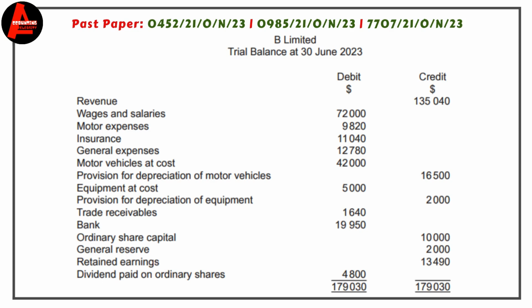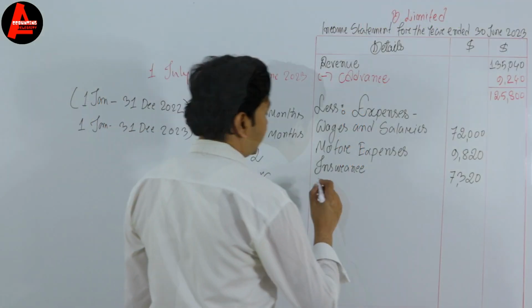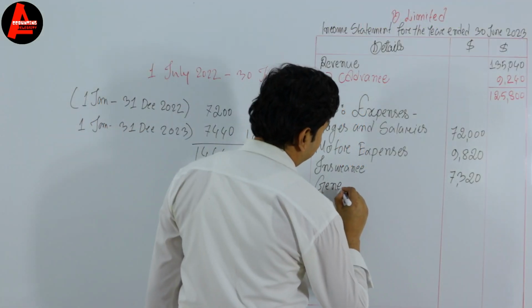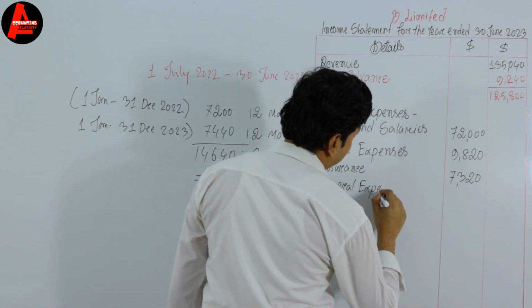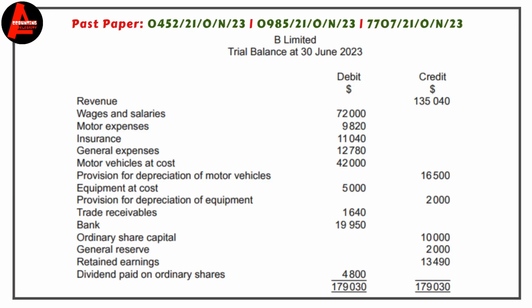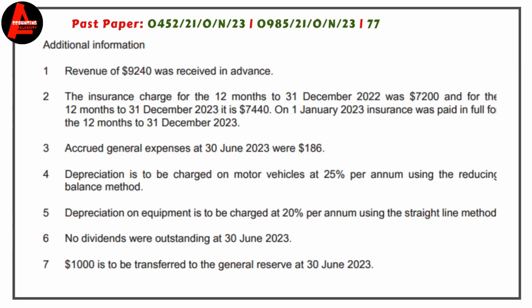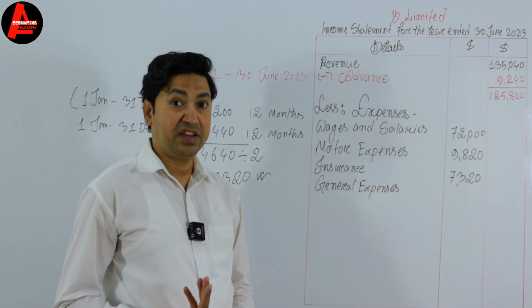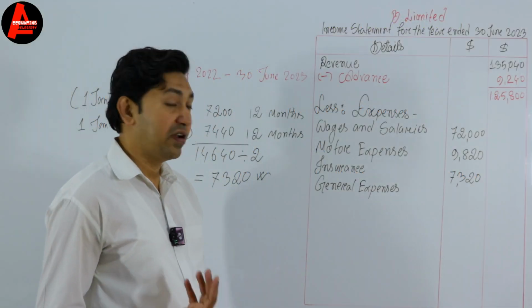Okay, good. General expenses, it is $12,780. Okay, so let us write here, it is another expense. So we will write here general expenses. So on the adjustment we have accrued general expenses at 30 June 2023 were $186. Okay, $186 is outstanding. So now we need to add this amount to general expenses.